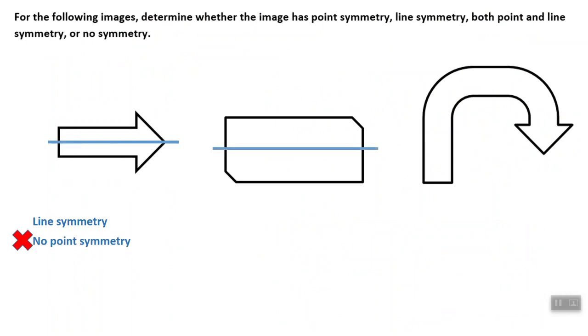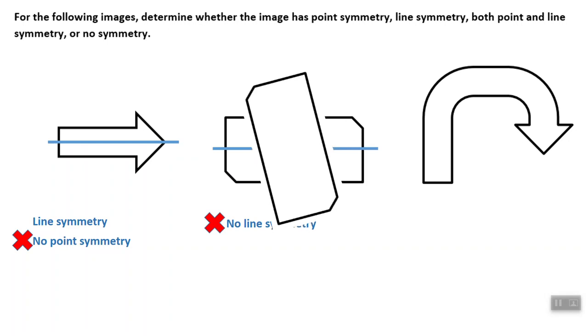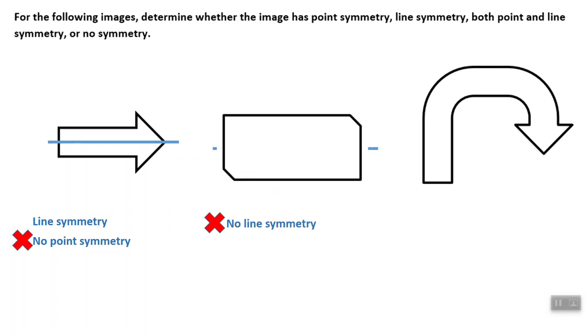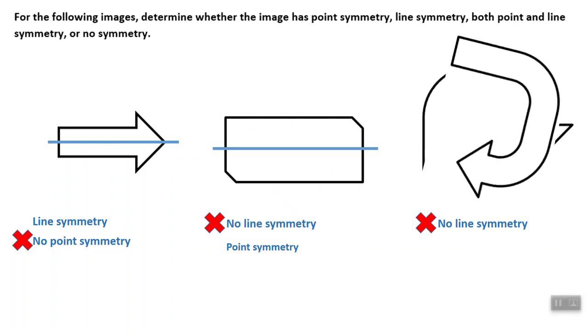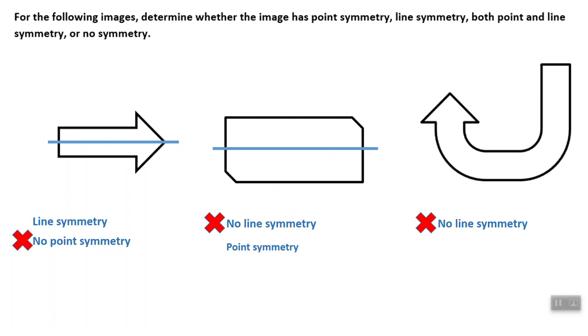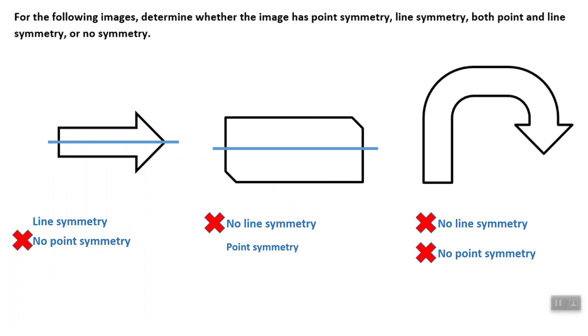For my next figure, that doesn't work. I see if I folded this, the chips would be in different corners. So there's no line symmetry. However, if I flip it upside down, perfect match. I can see that it does have point symmetry. Now for the last big boy. I'm thinking it has no line symmetry. There's nowhere that I could draw a line where if I folded it, both sides would be the same. And if I flip it upside down, it's definitely different. So this figure would be described as having no symmetry.